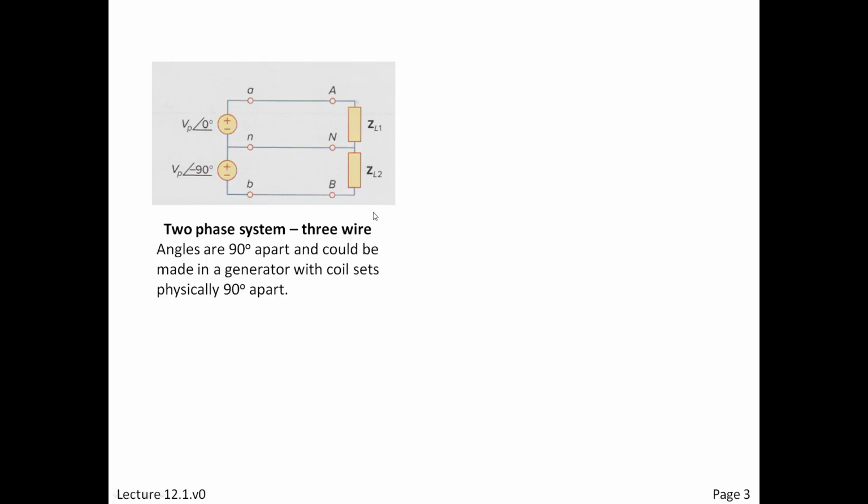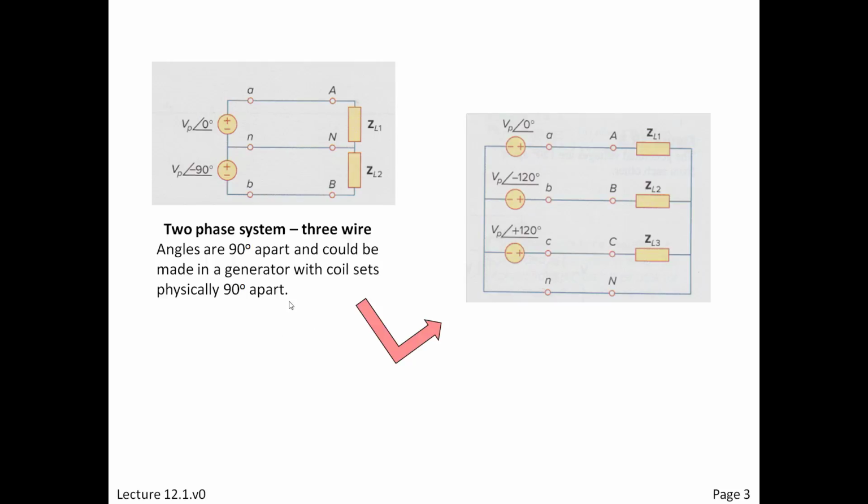Another example that the text uses of a two-phase three-wire system is one that could be made not through a transformer, but directly from a generator. The generator coils might be placed 90 degrees apart, in which case I would have these. So this would be a little odd. The phase offset would be 90 degrees. So that might be very interesting, but probably not too balanced, as we're going to be getting to shortly.